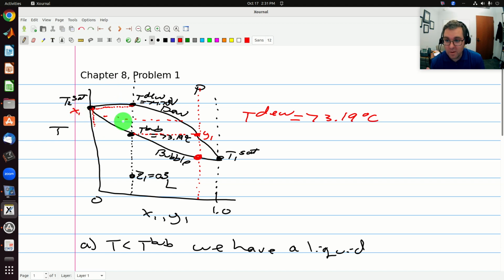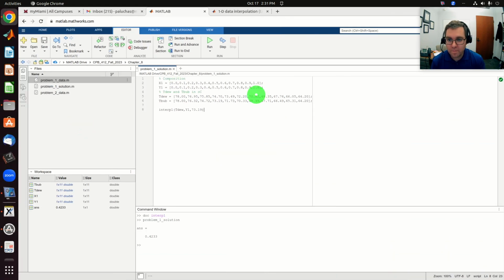I'm thinking, I'm losing my mind here. So T_DO is 74.70. So I need to find when T_bubs is 74.70. That'll give me x1, and 1 minus it is x2. Okay. So we'll compute it. We'll see if it looks reasonable.